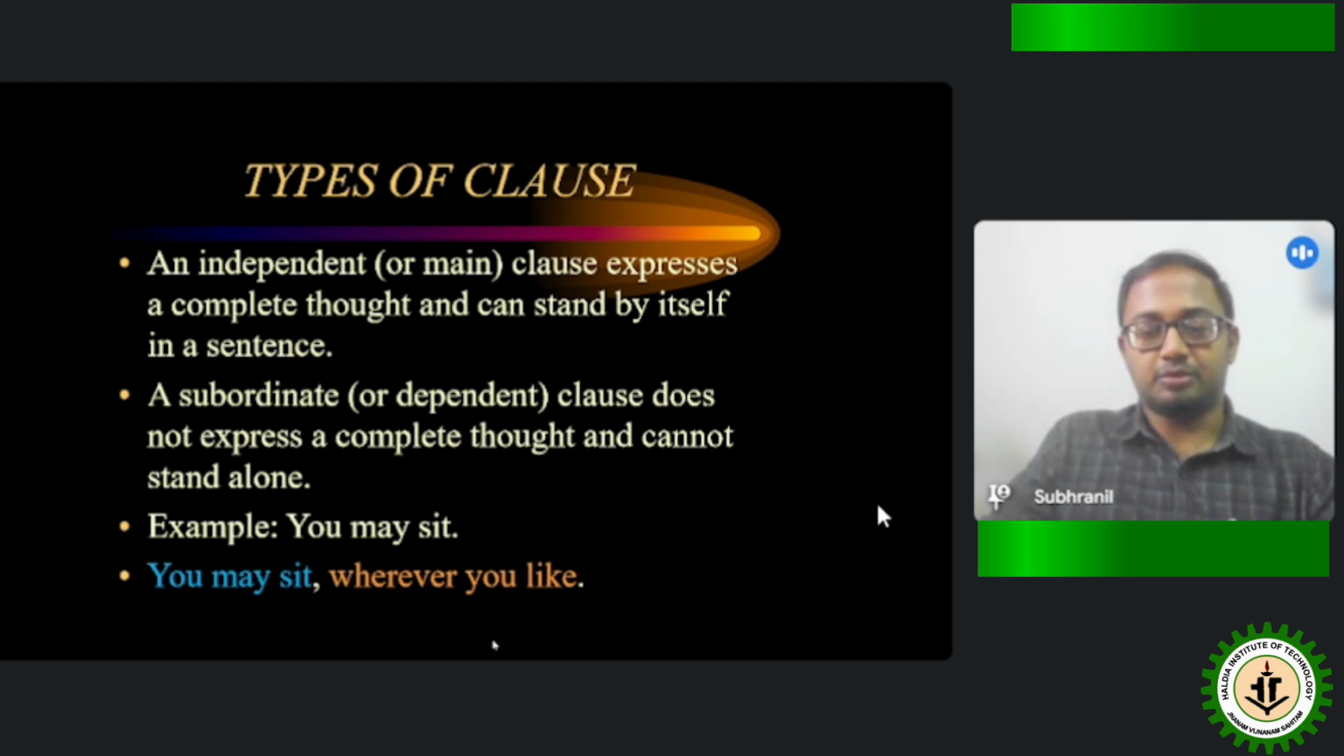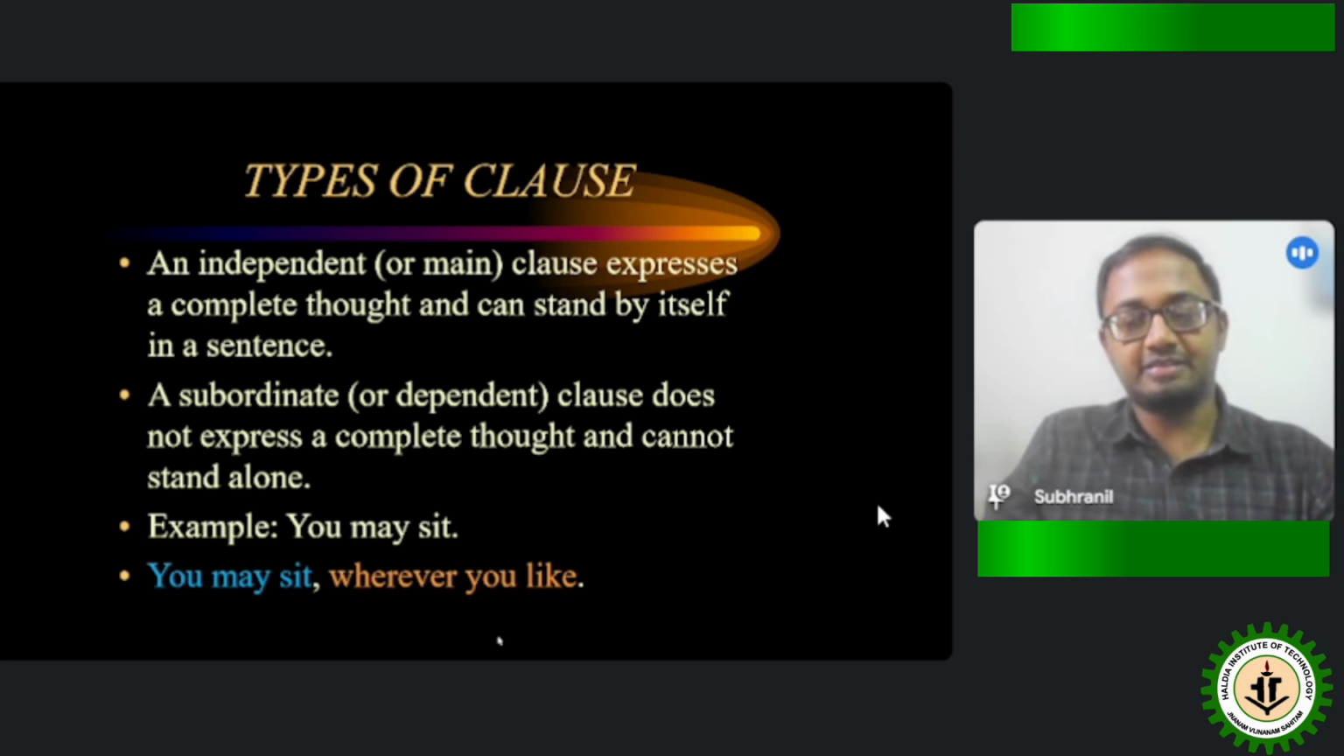Now there are two types of clause: independent or main clause and dependent or subordinate clause. Both of them are groups of words, but the independent clause can stand by itself in a sentence, whereas the dependent clause or the subordinate clause cannot stand by itself in a sentence. For example, you may sit. It is a group of words with a complete thought and can stand by itself in a sentence as well.